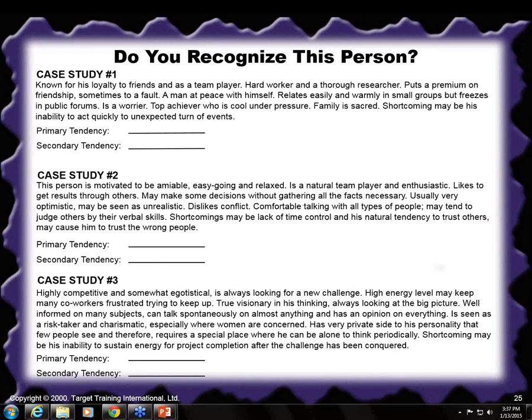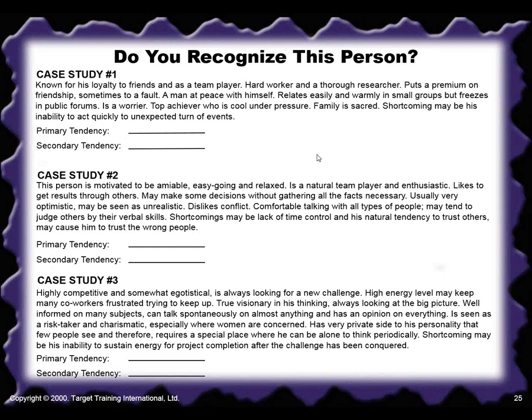So the D is the primary tendency. So let's take a look at C here. Has a very private side to his personality that few people see and therefore requires a special place where he can be alone to think periodically. Shortcoming may be his inability to sustain energy for project completion after the challenge has been conquered. So the private side makes it more of a C than even an S here, okay? That part I think is useful to know. So D is because the person is competitive, and C is the private side of the person. Okay, thanks for jumping in. I appreciate that. That's what we are looking for.